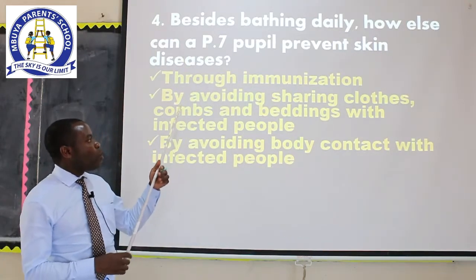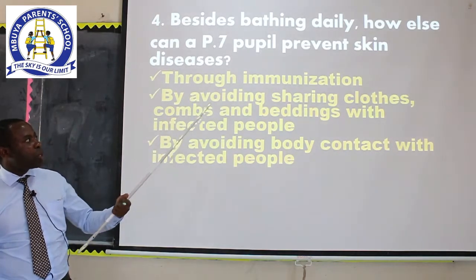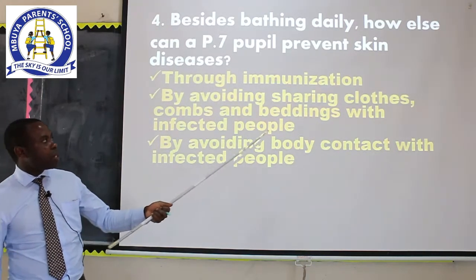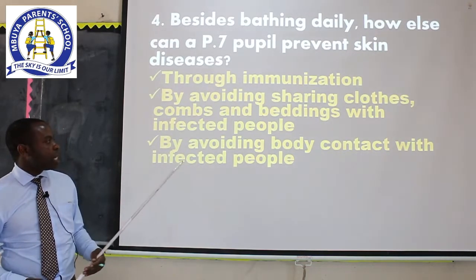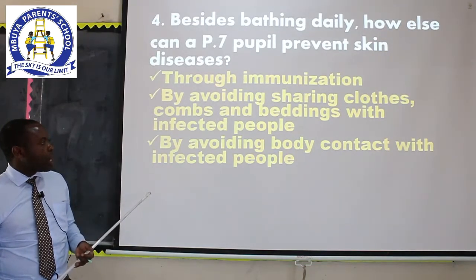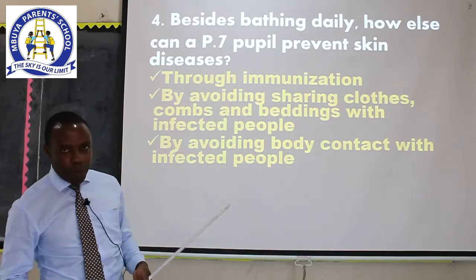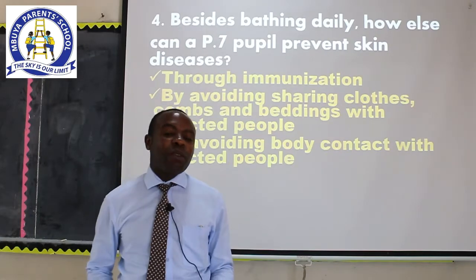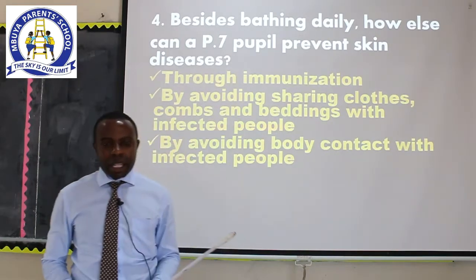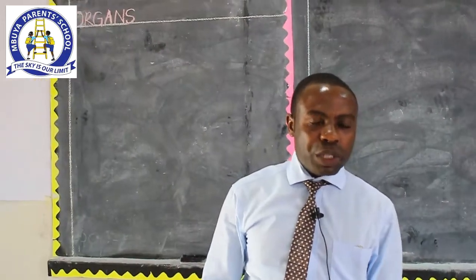Now, we have got ways of avoiding or preventing skin diseases. We have got number 1 through immunization, avoiding sharing clothes, combs, and beddings with infected people. Then lastly, we have avoiding body contact with infected people. I hope you have made corrections. And if you have got all the questions correct, then you are good. Thank you.